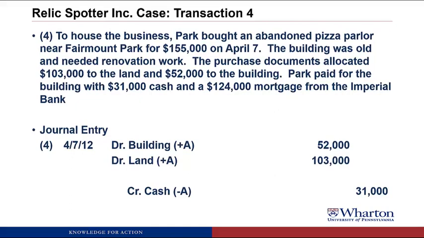Now at this point, our debits don't equal our credits, so we can't stop. We're missing one more piece, and that piece is the mortgage. A mortgage is a liability. Liabilities go up with a credit, so we need to credit mortgage payable for $124,000, and now our debits equal our credits.